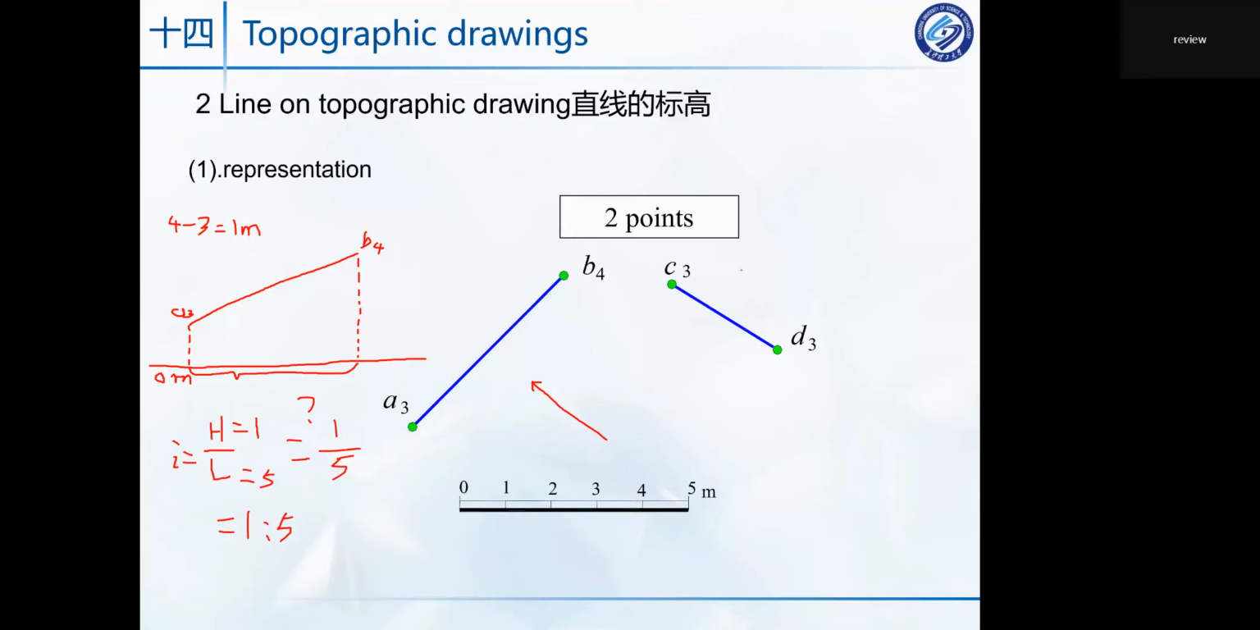So now please think about it. I'll give you several minutes to think. What is the slope of this line CD? What is the slope of this one? What is the slope of this one? So who can tell me?